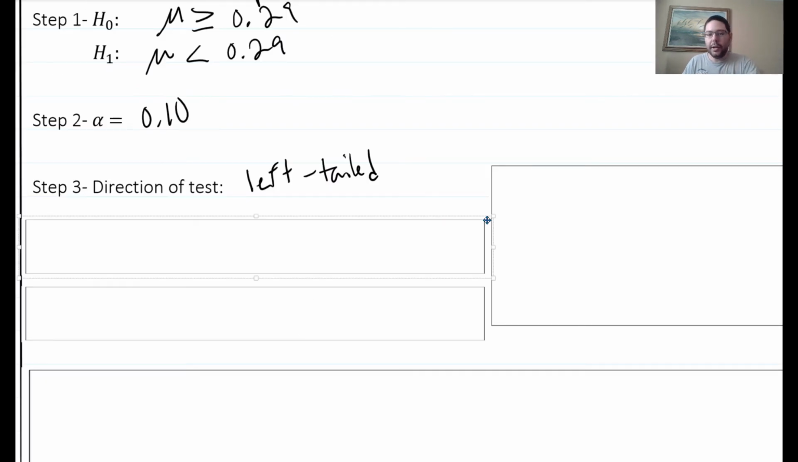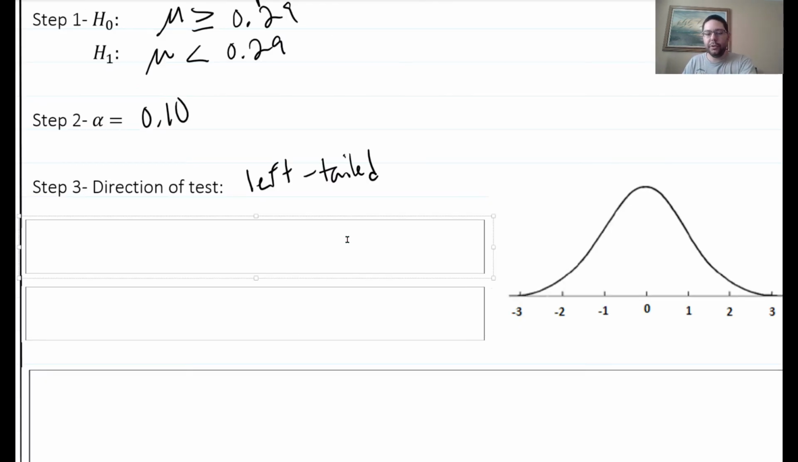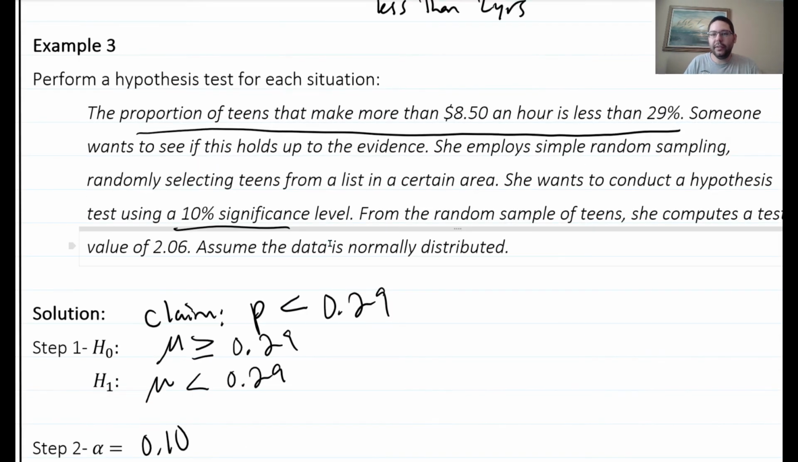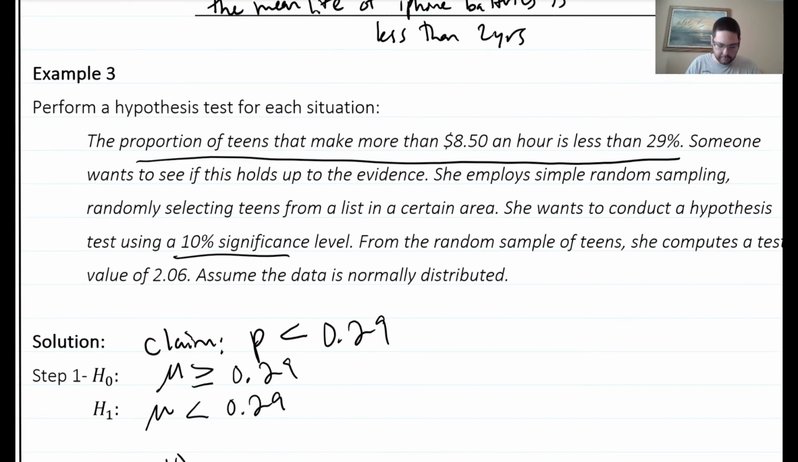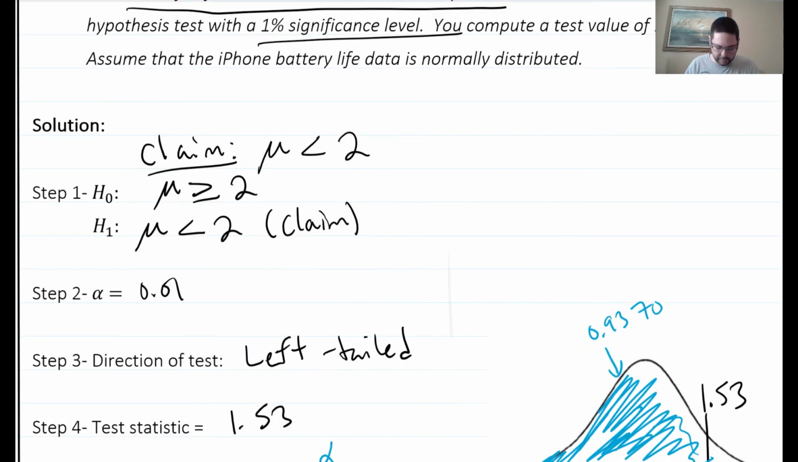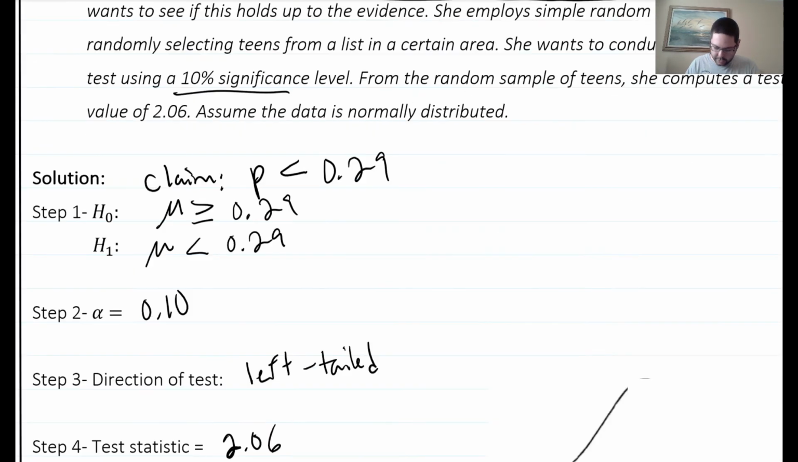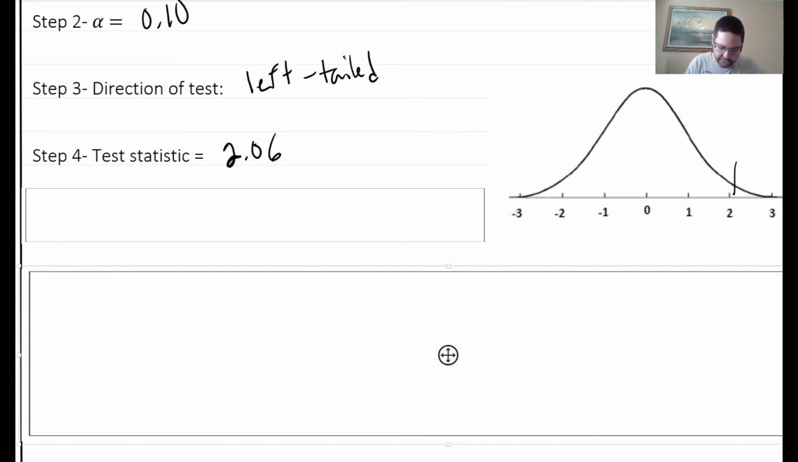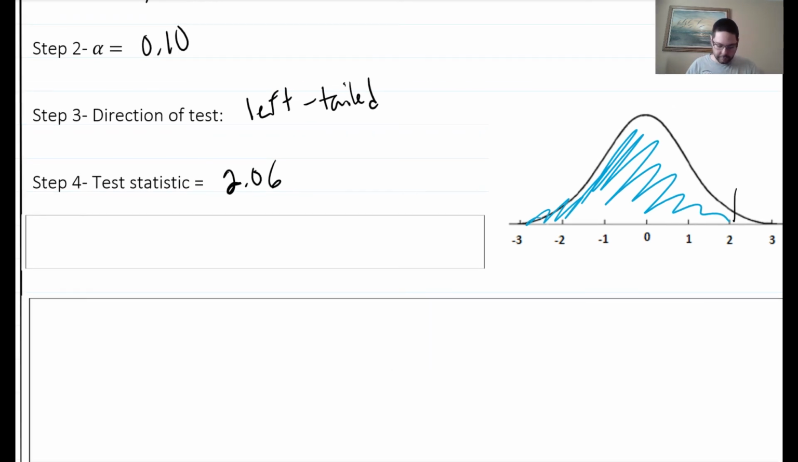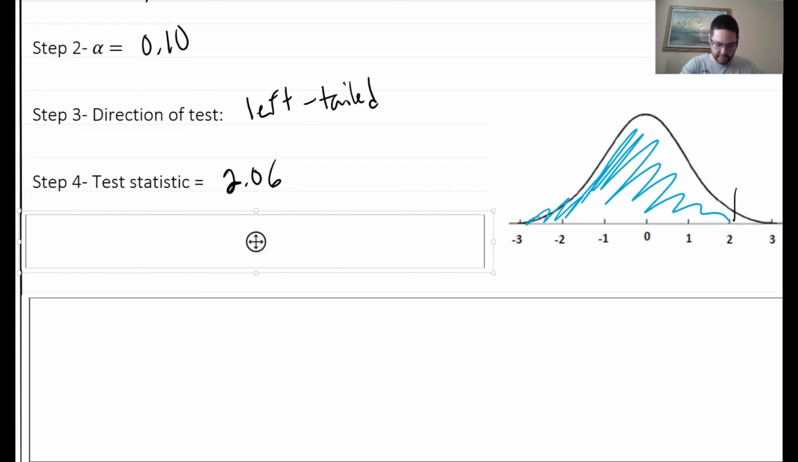All right. So that means we're going to have to draw our bell curve, normal distribution. Our test stat, they said that the test stat is 2.06. So we're going to find it over here, 2.06. Let's see here. Oops, sorry. 2.06, and then we're going to shade the p-value. All right, so the test stat here is 2.06.